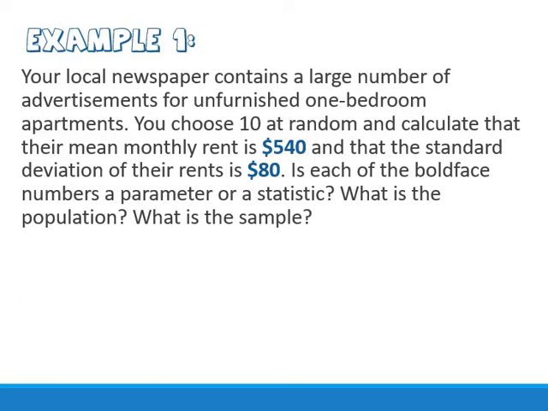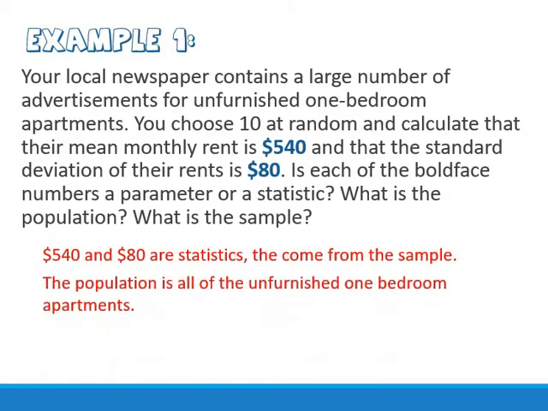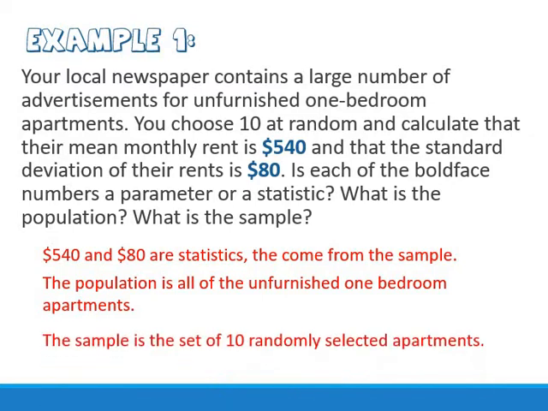This one, the way it's worded, I'd be going for the sample being this large number of advertisements for unfurnished one-bedroom apartments, and then the 10 that you select is the random sample. Okay? And the numbers we have there come from the sample, so those are statistics. Okay? 540 and 80 are statistics. So the population's all unfurnished one-bedroom apartments, either completely open-ended or in that city or in that newspaper. And then the sample is the 10 randomly selected apartments.